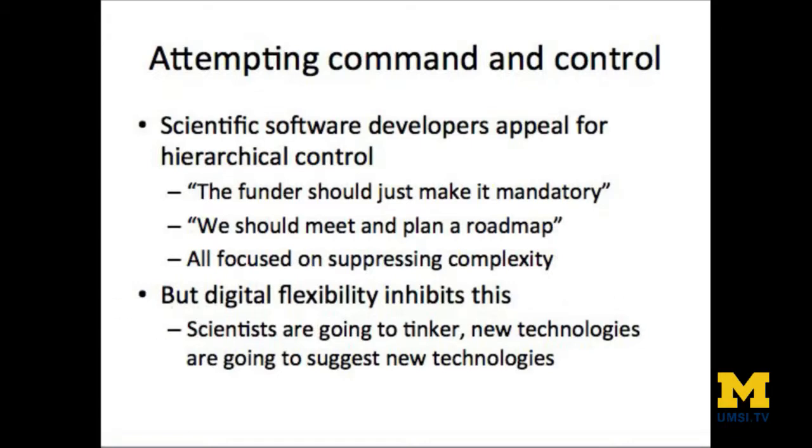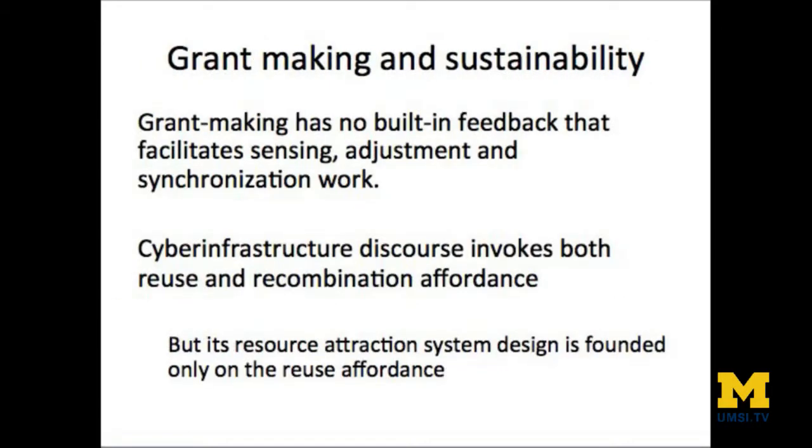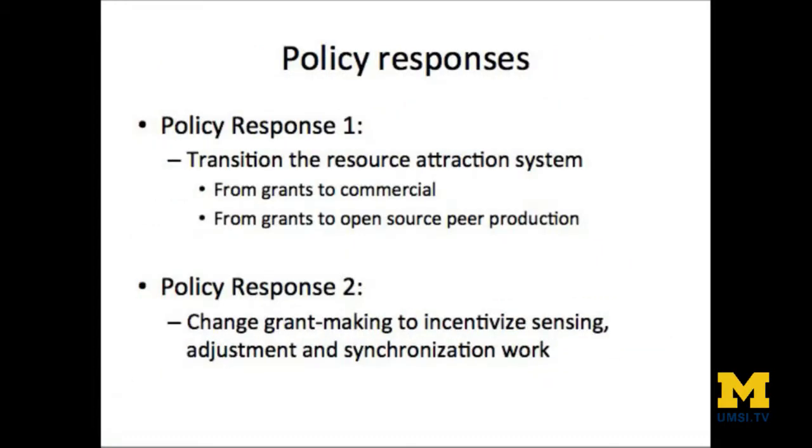So to summarize where we are, grant making doesn't have good built-in feedback mechanisms that facilitate the sensing, adjustment, and synchronization work. Other production processes, resource attraction systems, have a better way of doing that. Currently, the cyberinfrastructure discourse invokes both reuse and recombination, but we fund as though the only affordance was reuse, right? Because we don't manage this complexity. Okay, what policy responses can you do? One, you can try to transition the resource attraction system. You can say, right, the grant's just to get you going, but then you've got to move into a different one. And the second is that we can change the way we make grants.